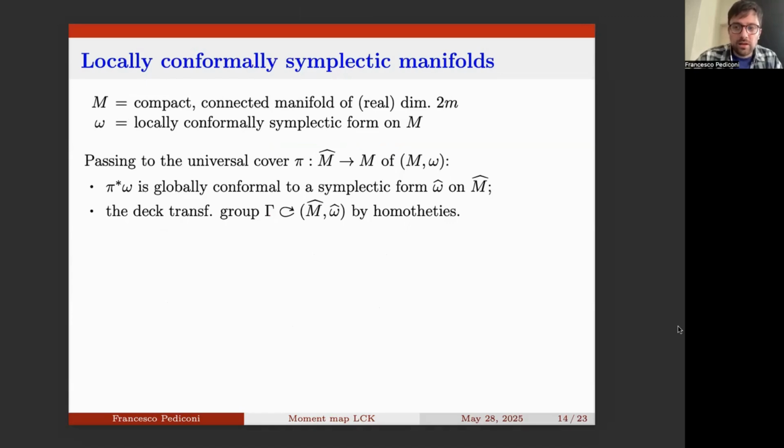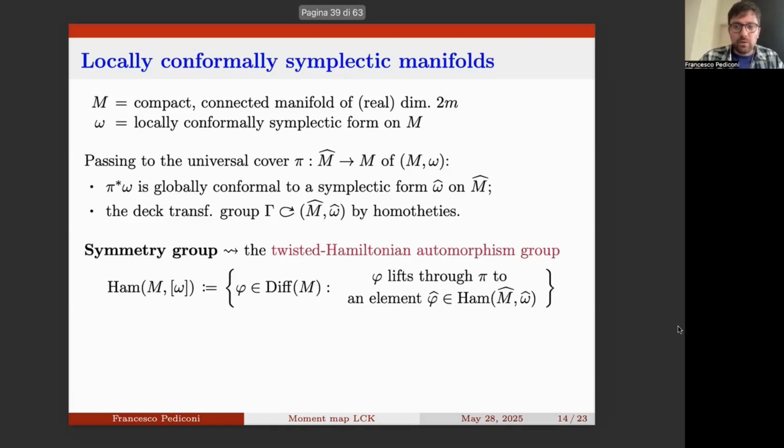This condition can be rephrased as follows. Whenever you have a locally conformally symplectic form, you can consider the universal cover and pull back the form to it. Then the pullback form is globally conformal to a symplectic form on M̂, the universal cover, and the deck transformation group acts on the symplectic cover by homotheties. As we heard yesterday, this is a full characterization, and it can be given as an alternative definition of being locally conformally symplectic.